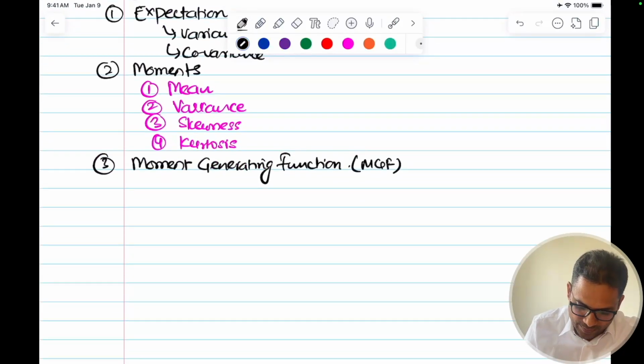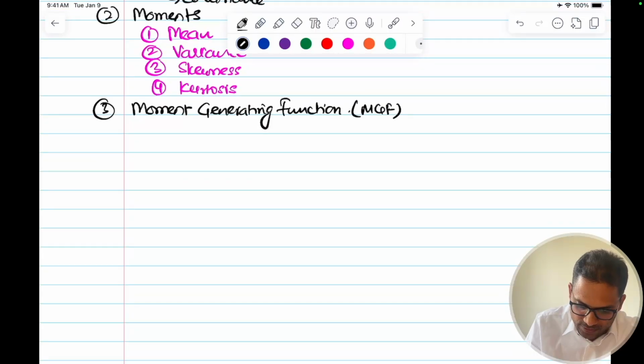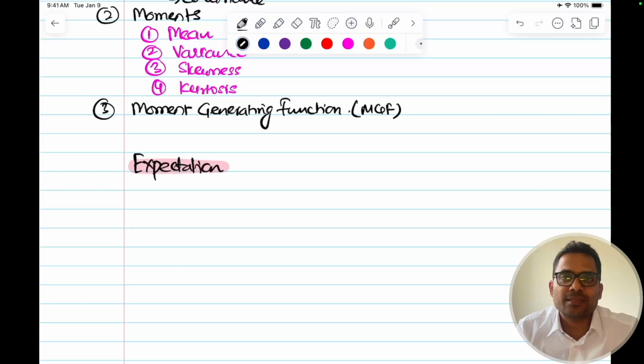So what is an expectation? What do you mean by expectation? Let me write down expectation. Let's understand expectation with the help of an example.